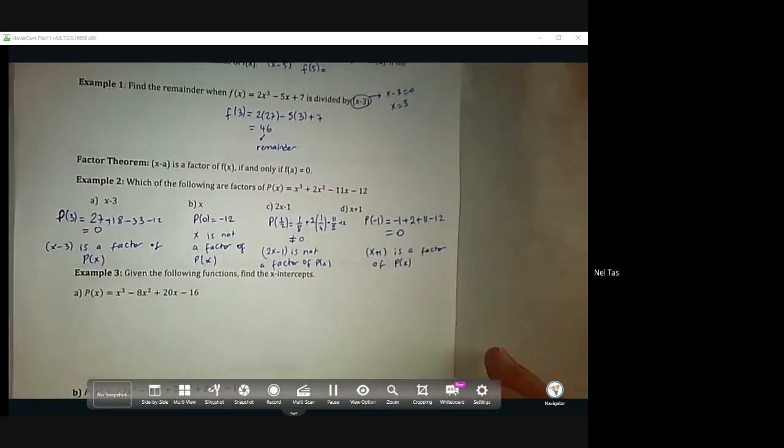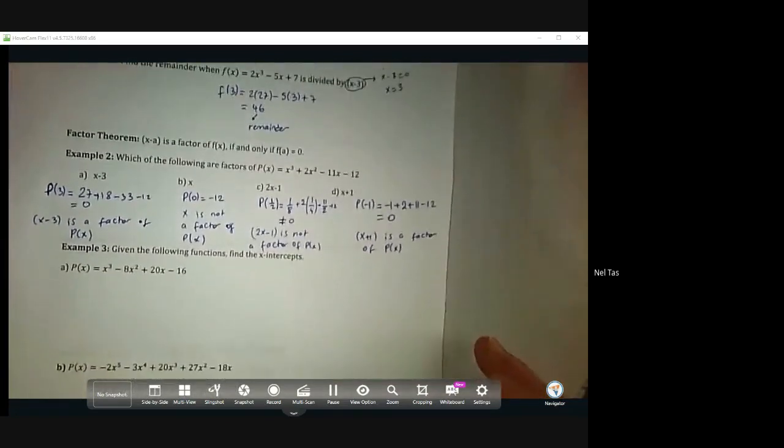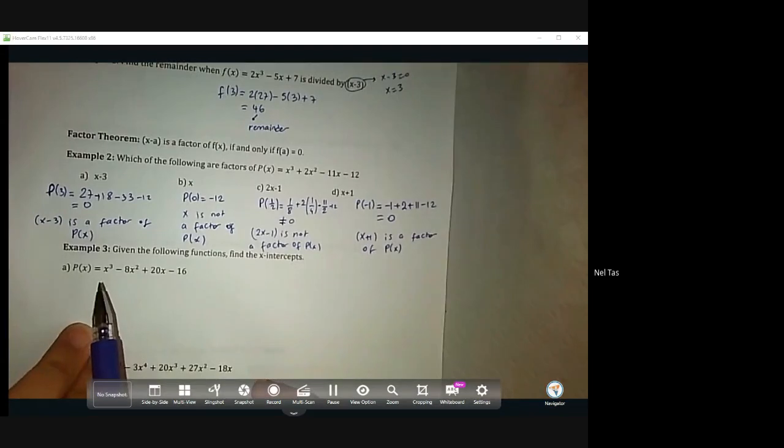Let's look at example 3. Given the following functions, find x-intercepts. So to be able to find x-intercepts, we need to factor this polynomial. This is how we do it.